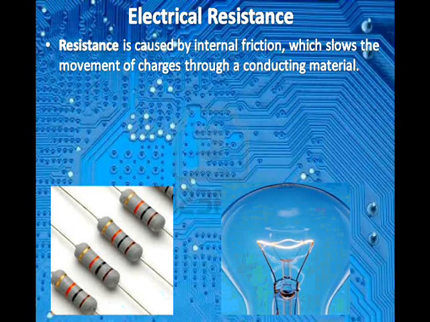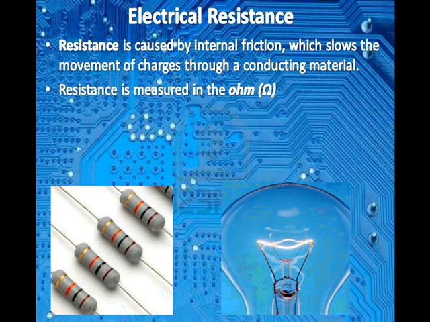Now, let's look at electrical resistance. Resistance is caused by internal friction, and just like the word resistance in the English language, it slows down something. And so electrical resistance is what slows the movement of charges through a conducting material. So for instance, we talked about this last video. Copper wires are conductors. They're not going to have a very high resistance. Their resistance is going to be low, and it's going to allow charges to flow freely. An insulator is going to have very high resistance because it really slows down the movement of those charges.